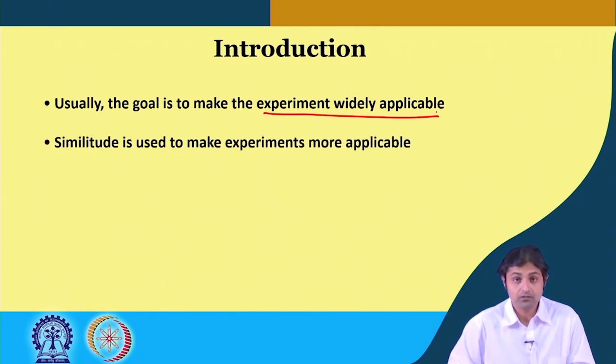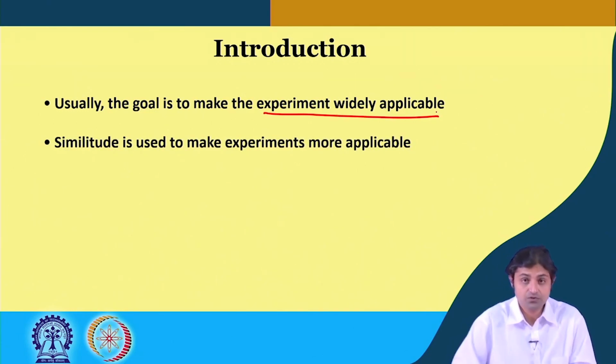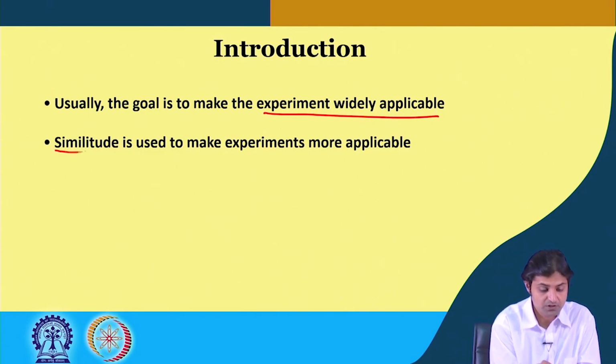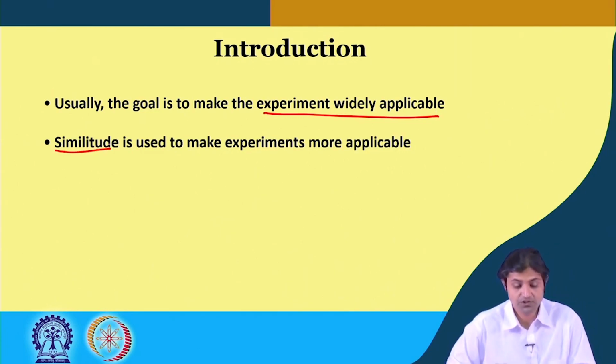And one process to do that is called similitude. So, similitude is a process which is used to make experiments more applicable. In this week, in this module where we are going to investigate dimensional analysis, we are going to see in detail what similitude is, but for now just take it that it is a process which is used to make experiments more applicable.